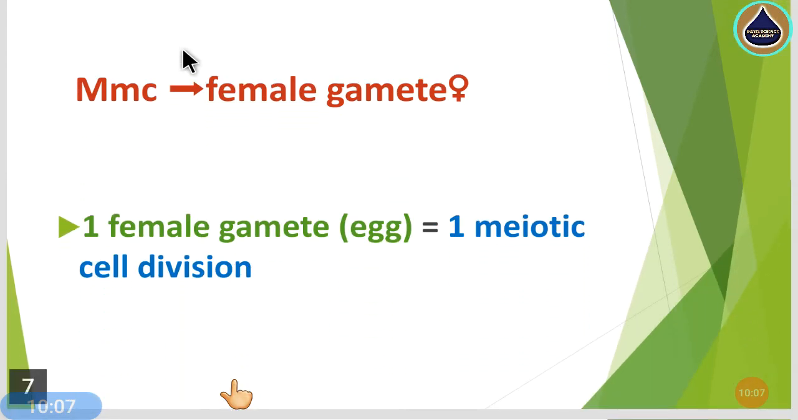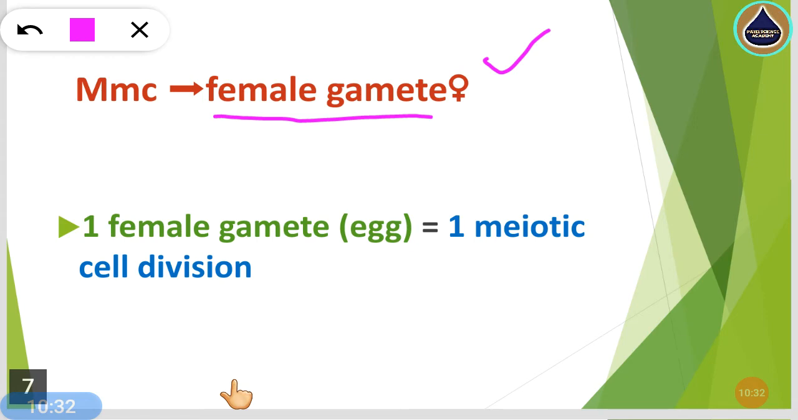Now we'll see how many cell divisions are needed for the formation of the female gamete. As we have seen in male gamete formation, one meiotic cell division is needed for the 4 pollen grains, meaning for the four male gametes formed from the PMC, the pollen mother cell. Now we'll see how this female gamete is formed. This is the symbol of femaleness.